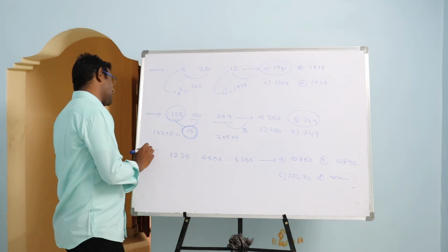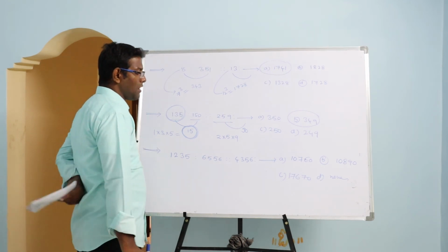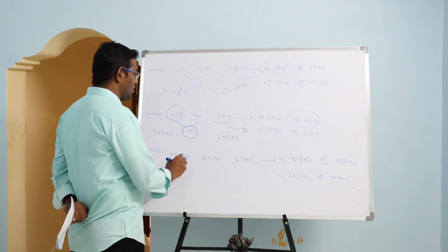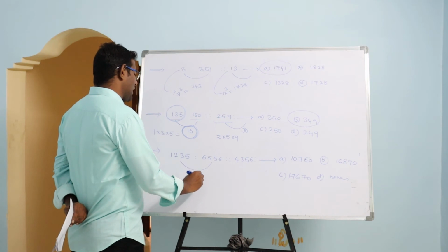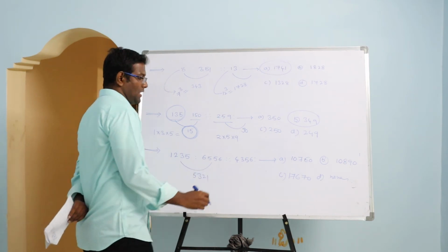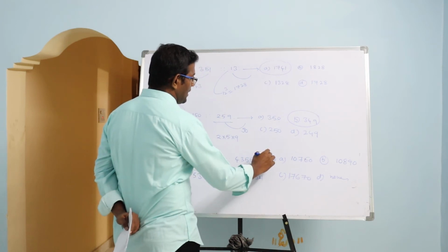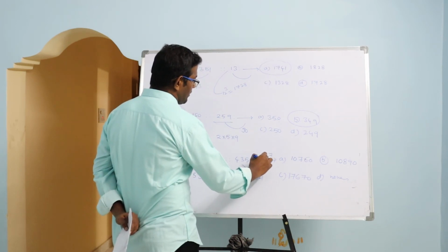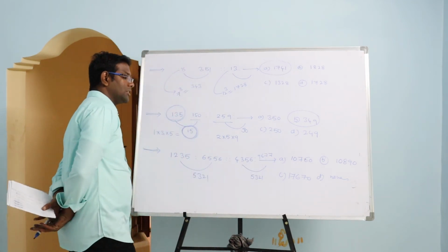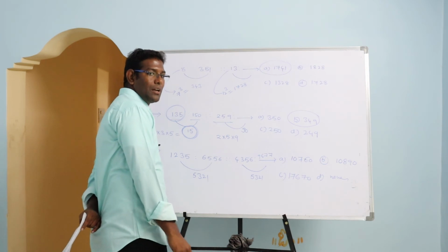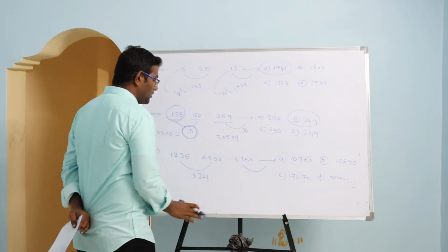What about the next one? 1235 is related to 6556, meaning here increasing by 5321. In the same way 5321 increasing, your answer goes to 7769. 9677 is not there in the options. Then what do we do? Nothing, we can observe it.